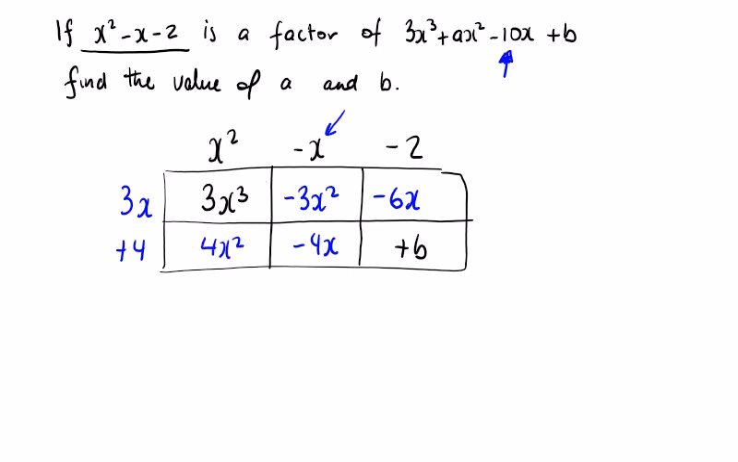And now I can write out what's inside the box. 3x cubed plus x squared minus 10x. And the b would have to be plus 4 by minus 2, which would be minus 8. So you can see here that a is equal to the coefficient of x squared, which is 1. And b is equal to minus 8.